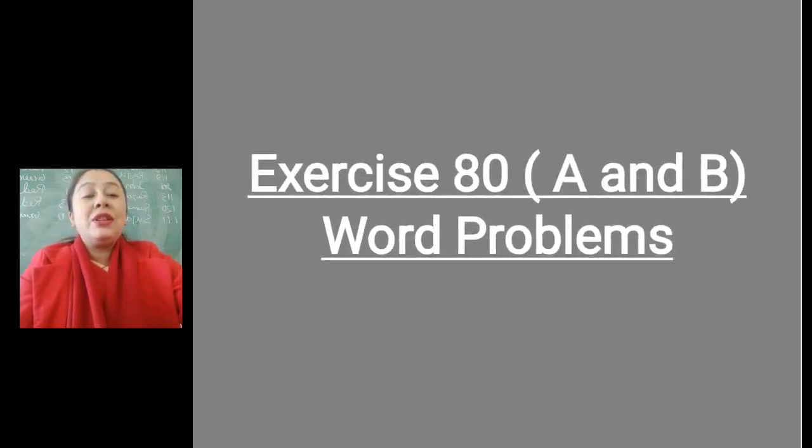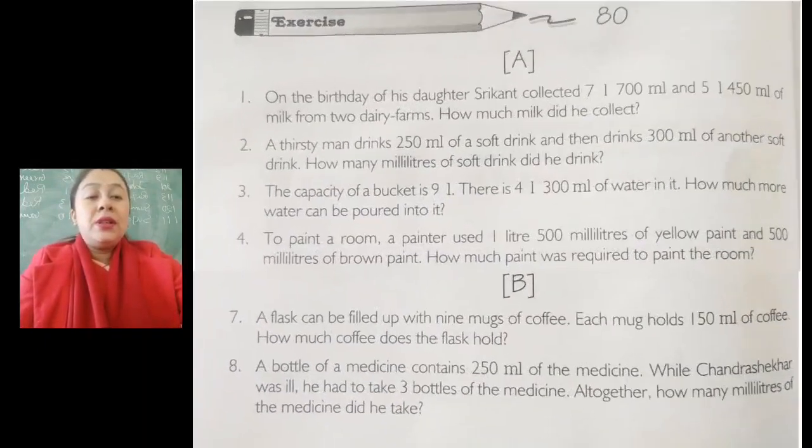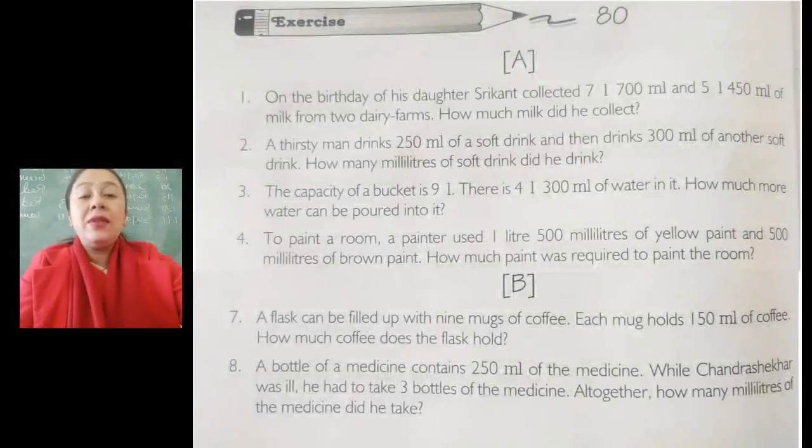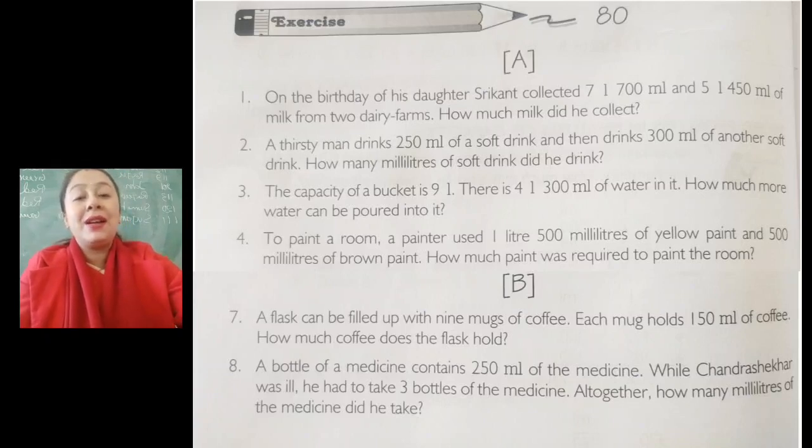So children, I have already told you we will do exercise 80 A and B, and in exercise 80 A and B there are word problems. So let us first see briefly what are there. So this is exercise 80, children. In A we will do 1, 2, 3, 4. In A, 2 sums I will do in the class and 2 will be your home assignment, and we will do 80 B in the class. So let us proceed to our class.